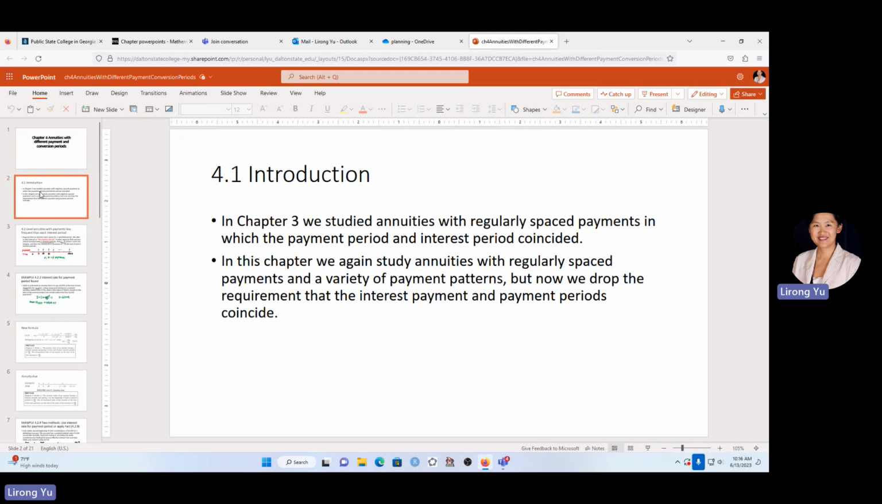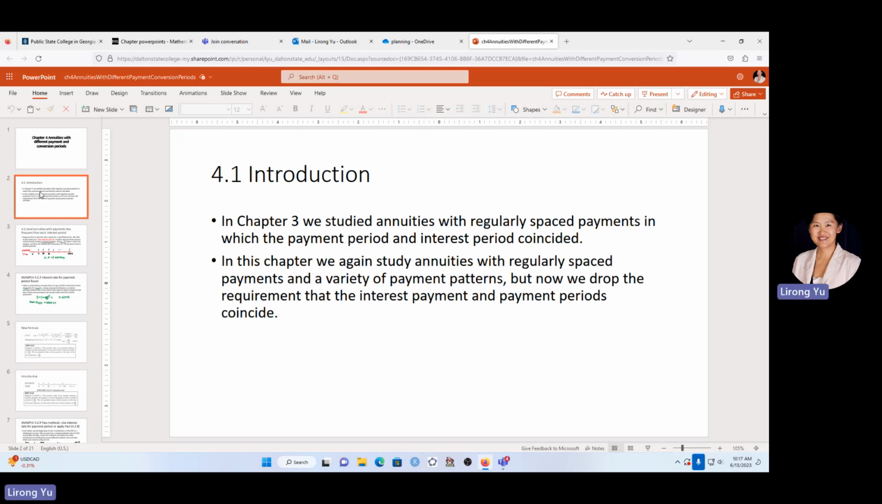So 4.1 Introduction. In Chapter 3, we studied annuity with regularly spaced payment, in which the payment period and interest period coincide. In this chapter, we again study annuity with regularly spaced payment, and a variety of payment patterns. So we drop the requirement that the interest period and payment period coincide.